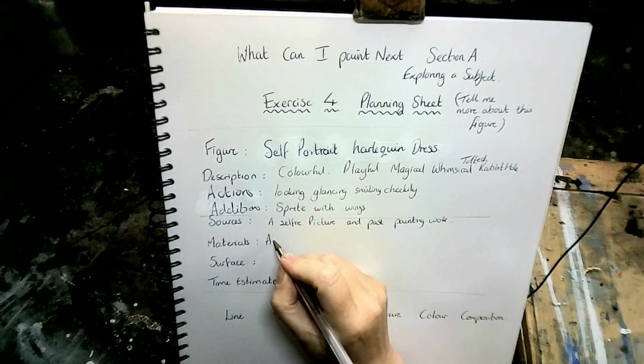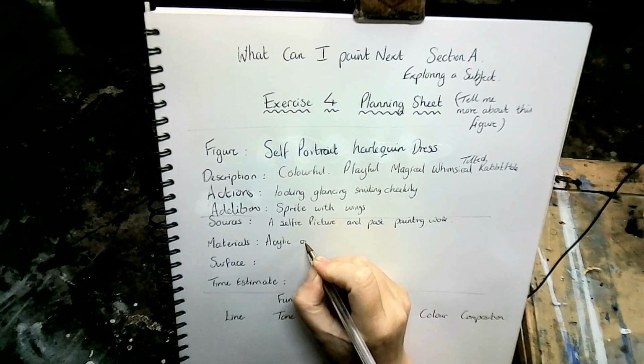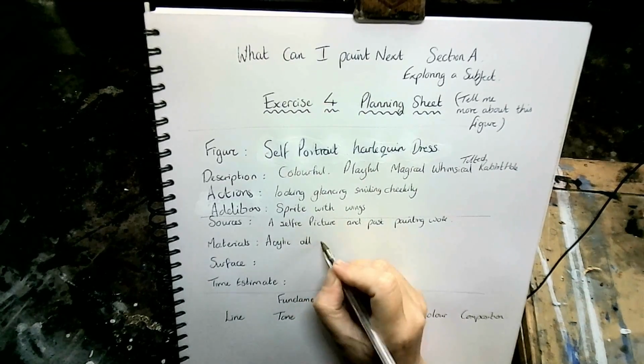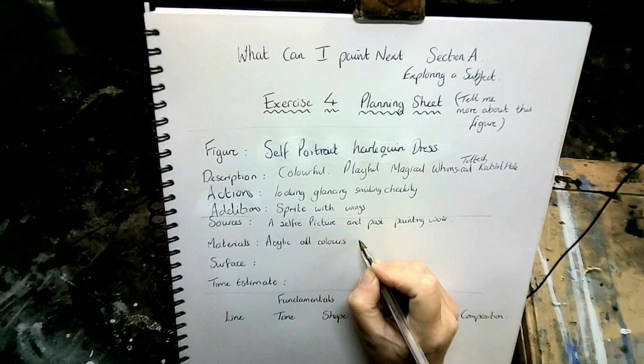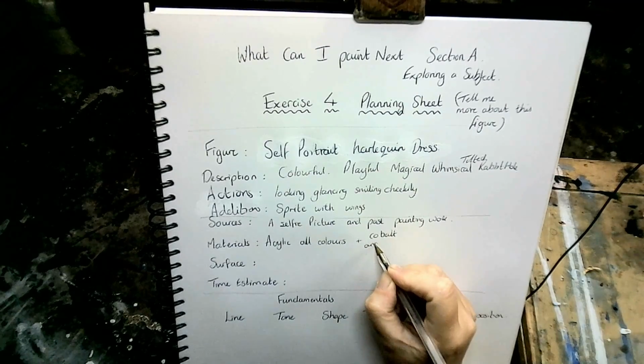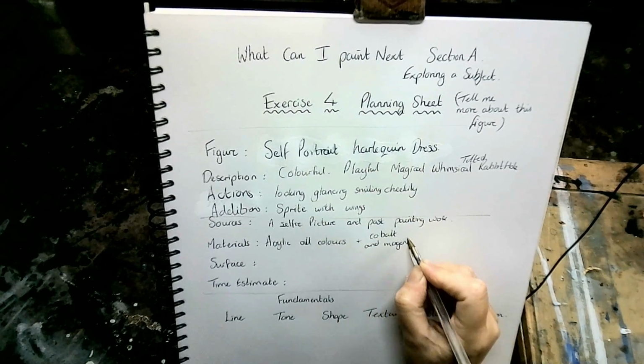Materials. Acrylic on, I was going to put on canvas, but I can put that in surface because I want to write a bit more about that this time. Acrylic, all colours, plus cobalt and magenta. Because with those two colours, I can actually go from the ultramarine blue into a warmer blue, and I can go from the crimson red into a pinker red with the magenta.